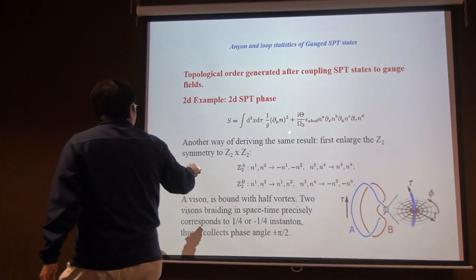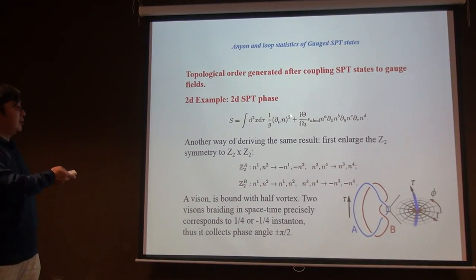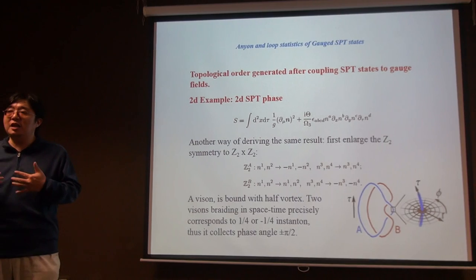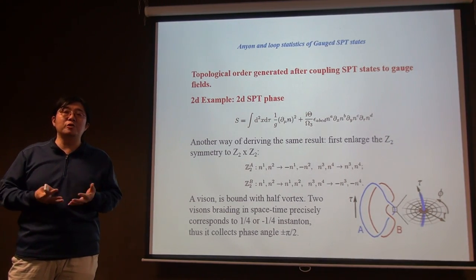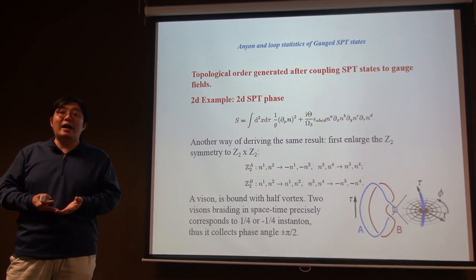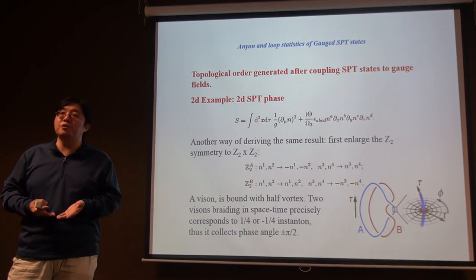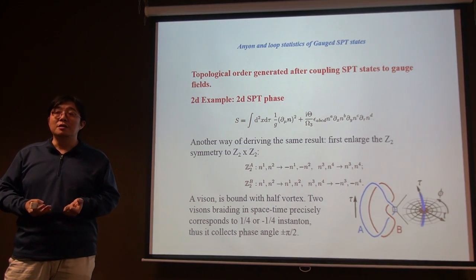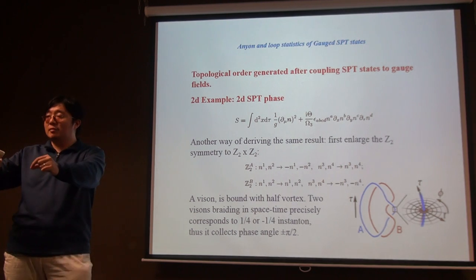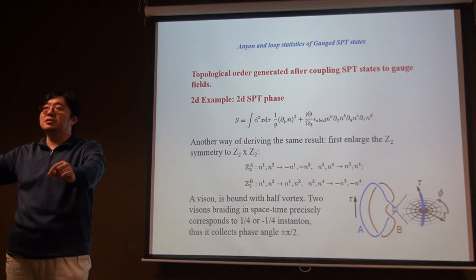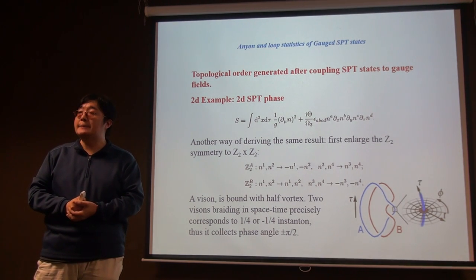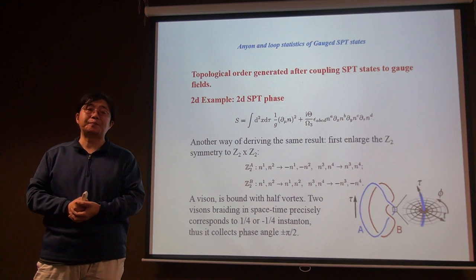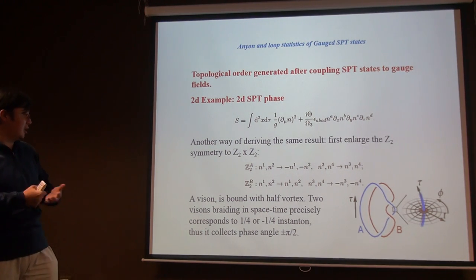So what's the meaning of this theta term? I take theta to 2 pi here. 2 pi means that if in space-time I have one full instanton, it will contribute phase 2 pi. But if I have a 1/4 instanton, it will contribute phase pi over 2. Is that right? This means that if I take one visor and encircle the other one, the system will gain Berry phase pi over 2.